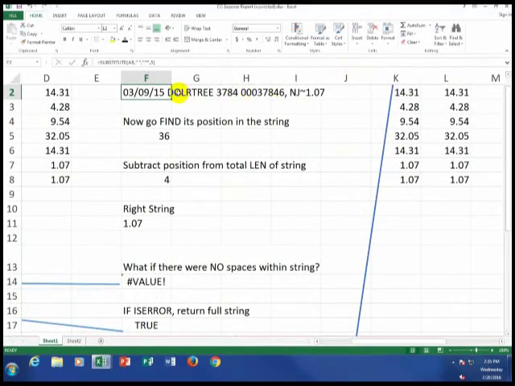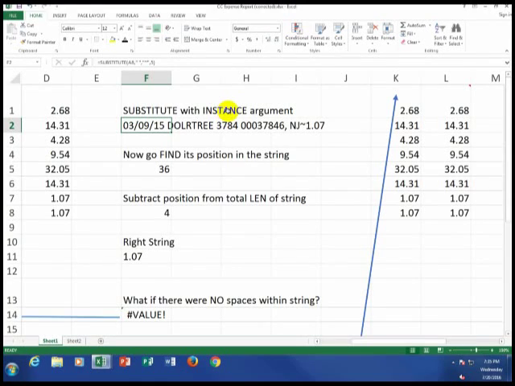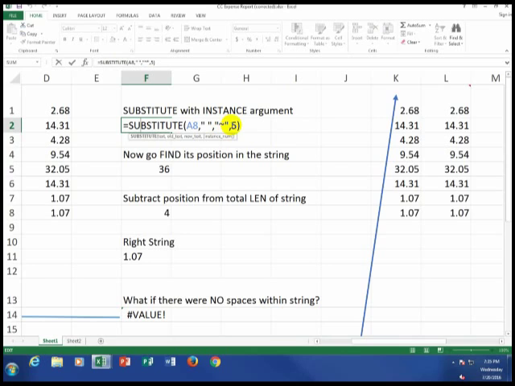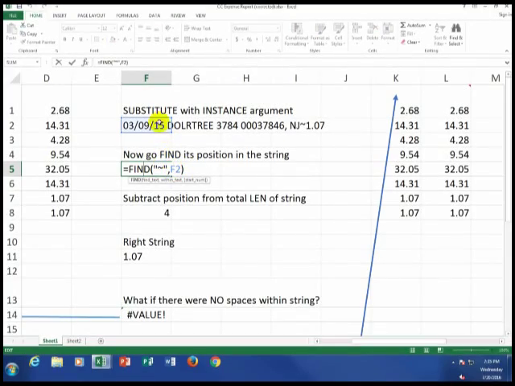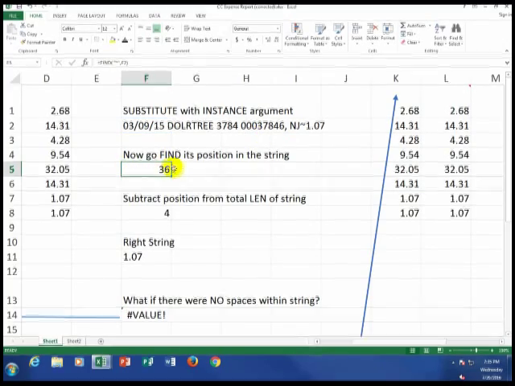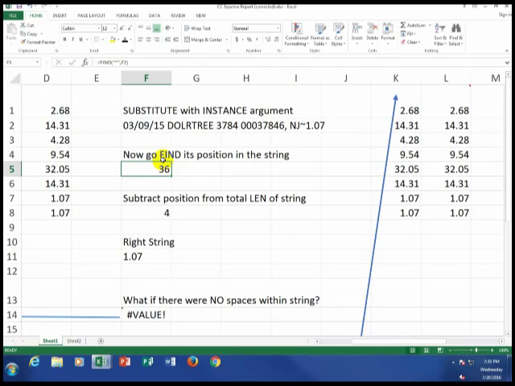So this string is an example of substitute with the instance, because I use the fourth argument with the comma 5, and so it puts that there. There's 1 space, 2 spaces, 3 spaces, 4 spaces, and what would have been the fifth space now has a tilde. The find finds its position in the string. So here I'm referring back to the previous string where there is a tilde. It finds it at the 36th position, left to right.